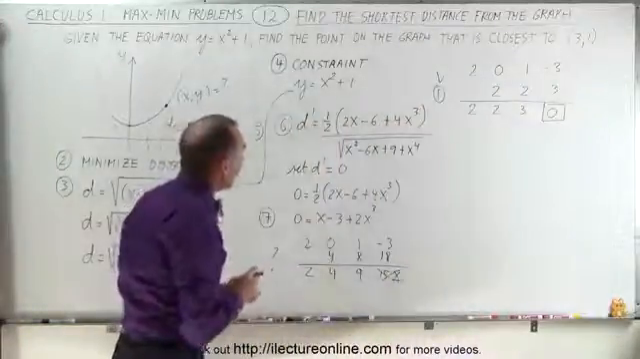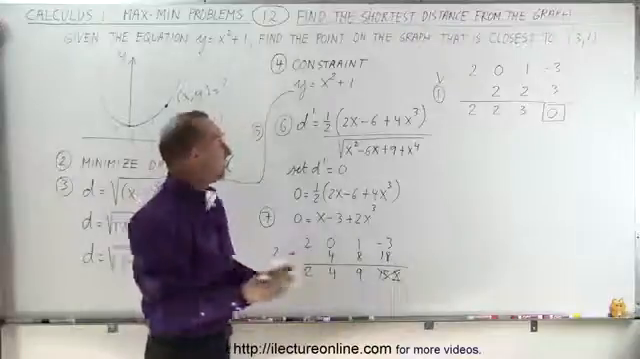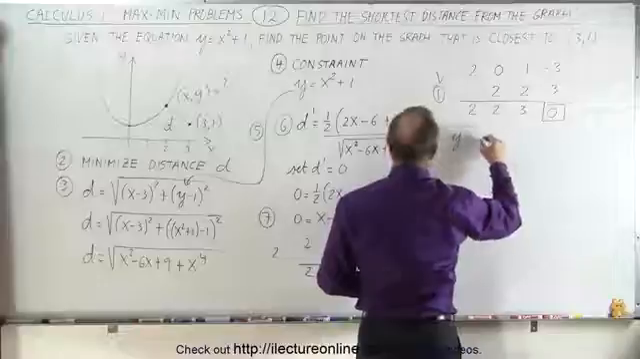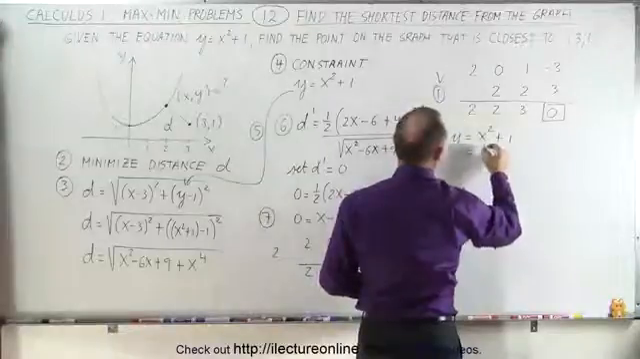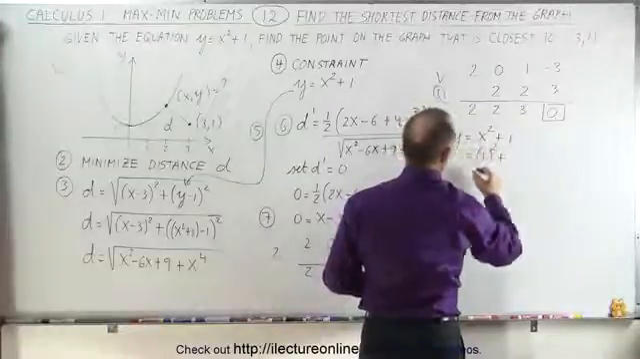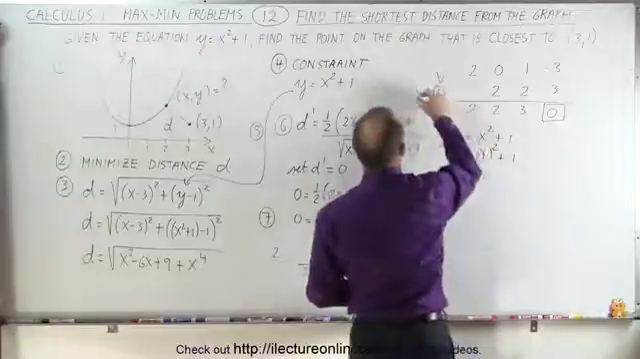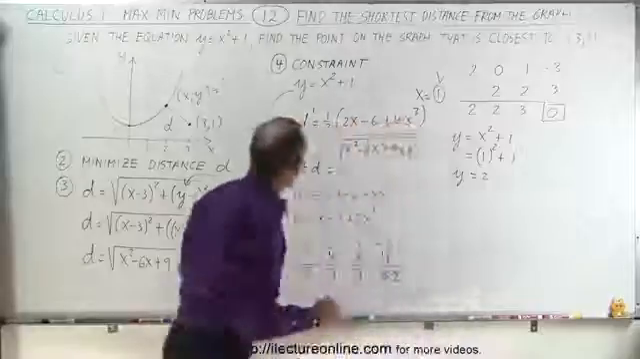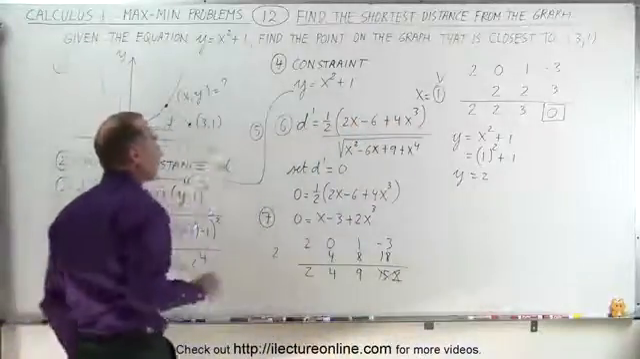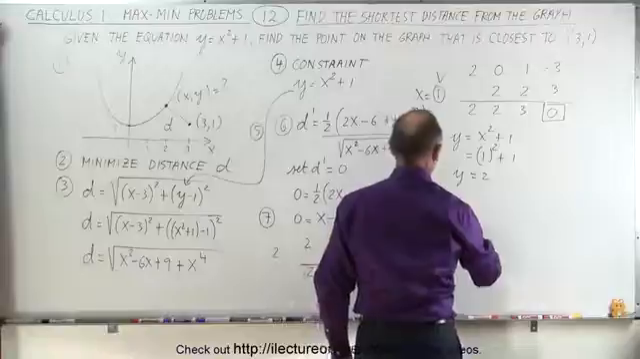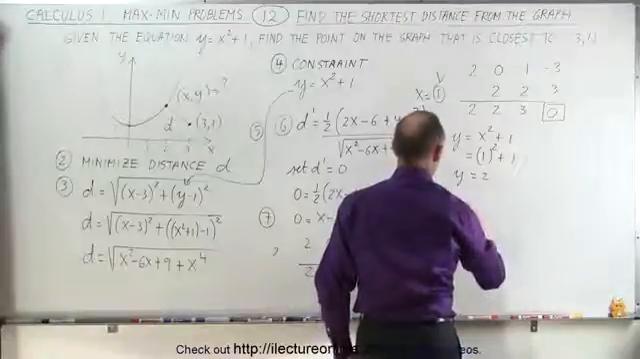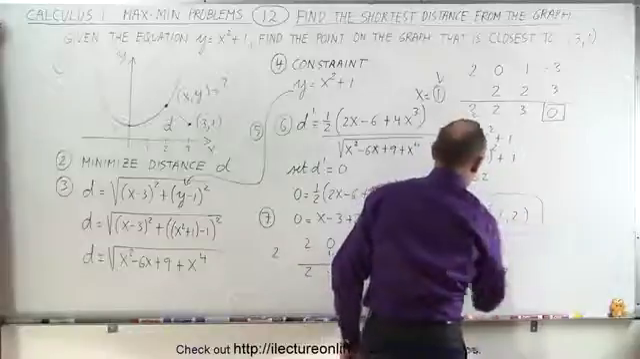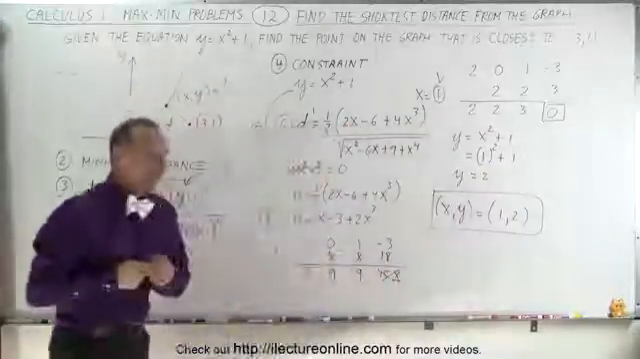Well, if x equals 1, we can then find the value for y because we have to plug it right back in here. So we have y is equal to x squared plus 1, which is 1 squared plus 1, which is 2. So x equals 1, y equals 2 is the point on the graph that is closest to the given point 3 and 1. So the solution, the x, y coordinates that we're looking for, is 1 and 2. And that gives us the correct answer.